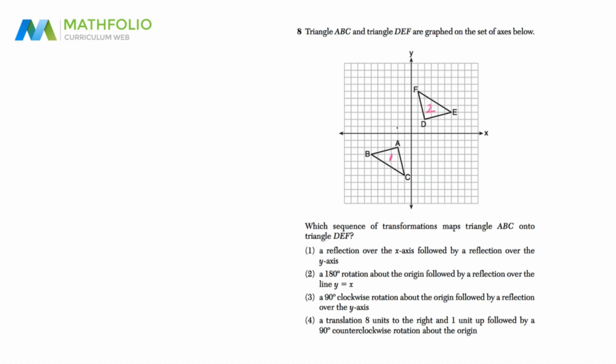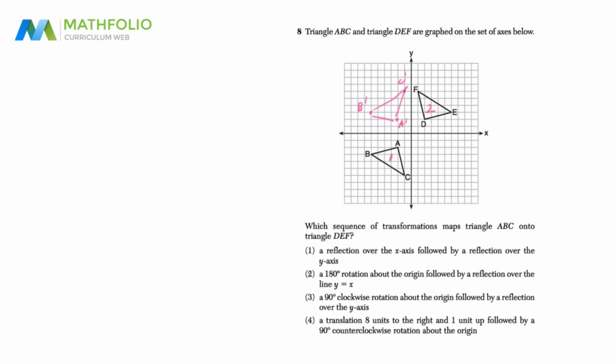Well, if we reflect over the x-axis, A, which is 2 below, becomes 2 up. So that's A prime, let's call it. B, which is 3 below, becomes 3 up. B prime. And C, which is 6 below, goes 6 up. C prime. So this would go here with the reflection over the x-axis.